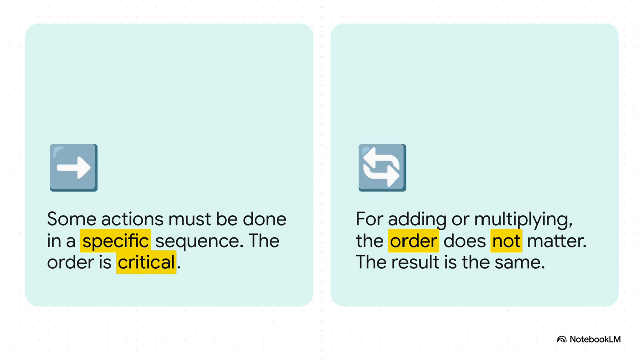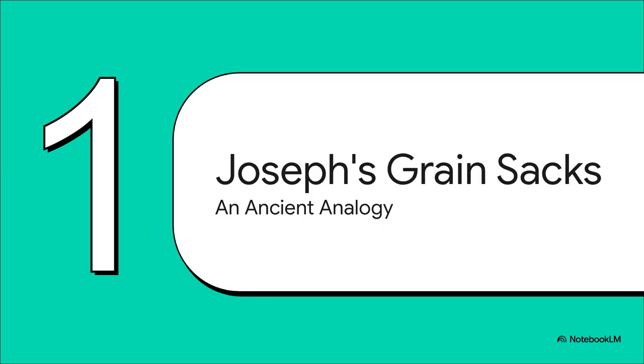But what if you're just adding a couple of numbers? Does the order really matter then? That simple little question, that's the key to unlocking a really powerful rule in math. Now, our source material uses this fantastic story to help us explore the idea. We're going to follow the story of Joseph, who's managing grain stores way back in ancient Egypt, to see how this whole concept plays out in a really physical, tangible way.